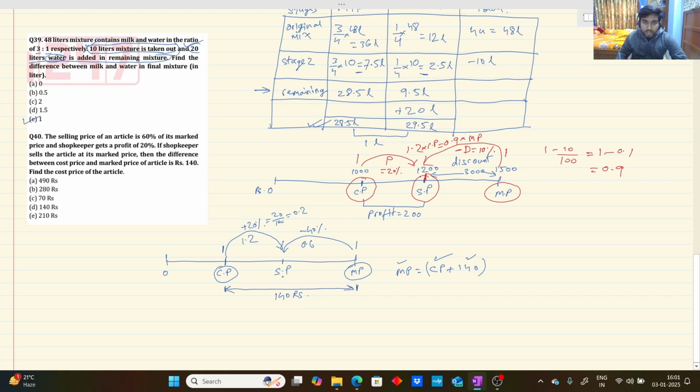How will we form the equation? We'll form the equation in terms of SP, because by making a profit of 20% and giving a discount of 40%, we are arriving at my SP from both the sides. So we'll write the equation, one from the perspective of cost price and again one from the perspective of marked price, and then equate them. That is how we'll form the equation.